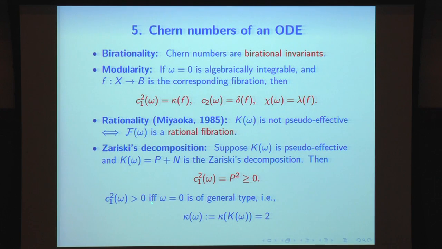C1 squared is positive if and only if the differential equation is of general type. This means the canonical divisor's Kodaira dimension is 2.